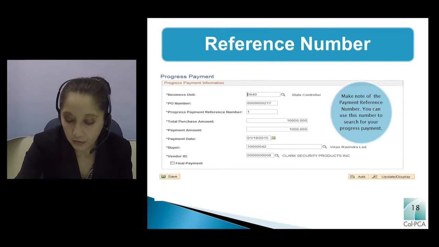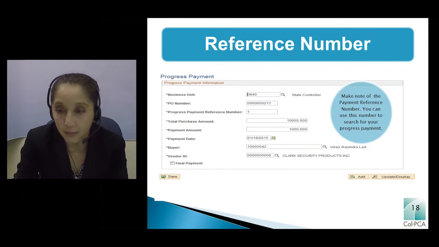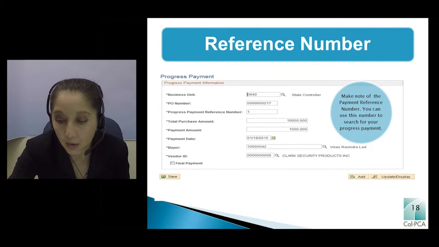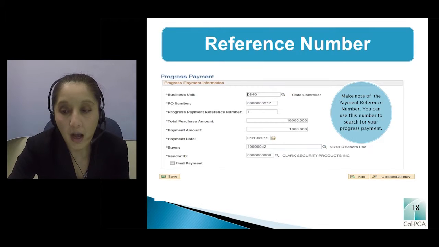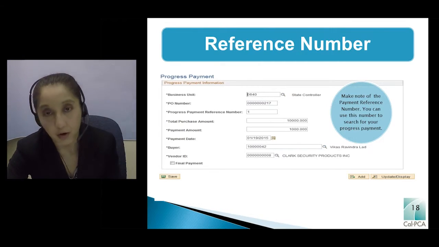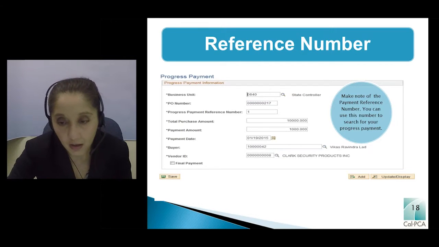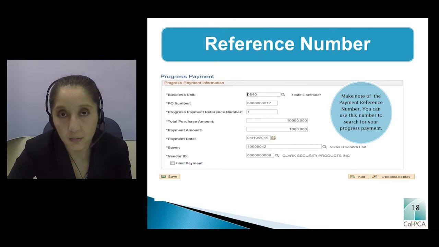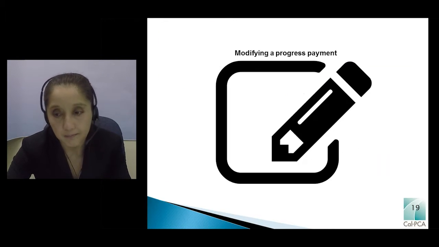Once you've found your vendor, you're going to go ahead and make sure that that's reflected properly. Hit save, and you are going to be provided a payment reference number. You're going to want to make note of this number because that's how you are going to search for the progress payment in the future. So keep that in mind. Make sure that you're double checking and triple checking your work again before you hit that save button.